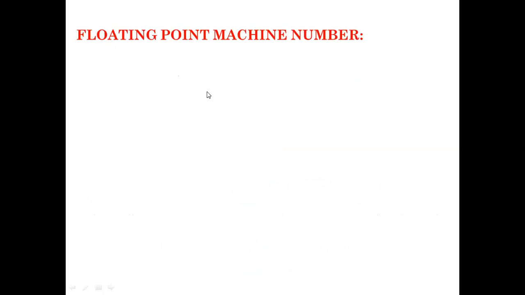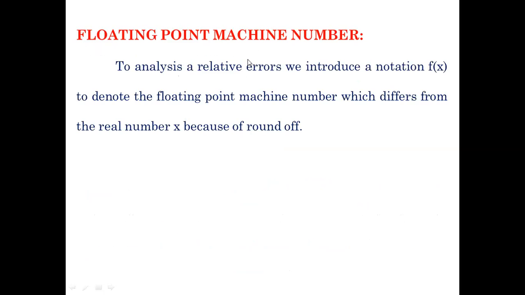Next, floating point machine number. To analyze a relative error, we introduce a notation fl(x) to denote the floating point machine number which differs from a real number x because of round off.